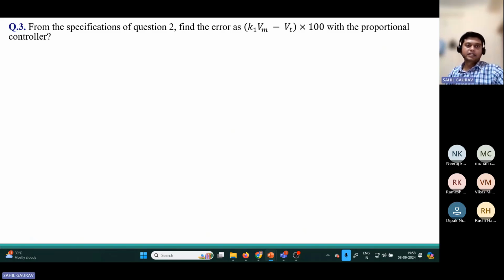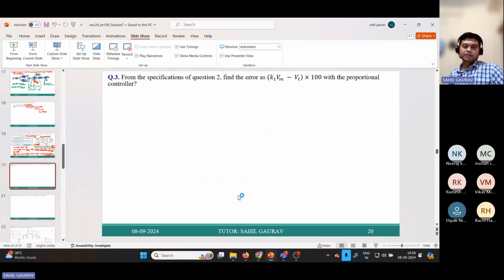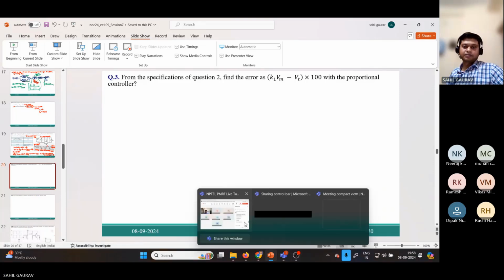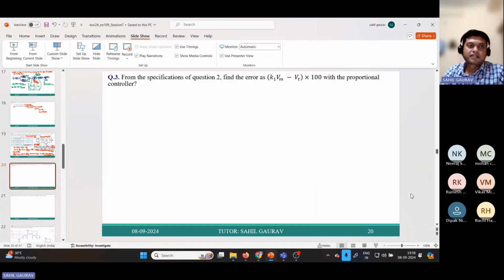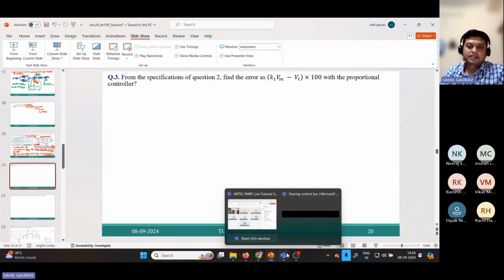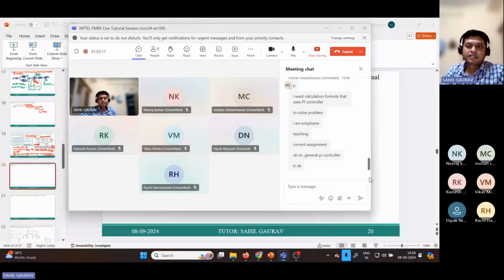Now coming to problem 3. From the specification of question 2, find the error K1 Vm minus Vt into 100 with the proportional controller. Okay, general PI controller, I will try my best to cover in the next session: how we use this PI controller generally in industry and in many applications, why it is so widely used, and what is the significance of pole and zero in the PI controller. It is a universal type controller. I will cover this part with the transfer function.